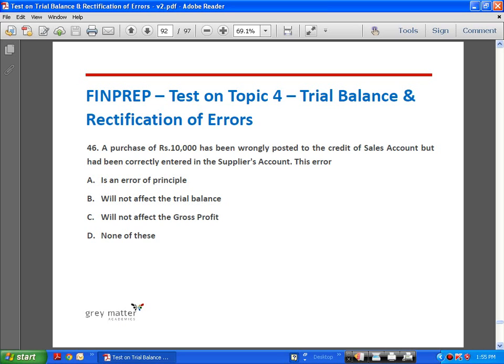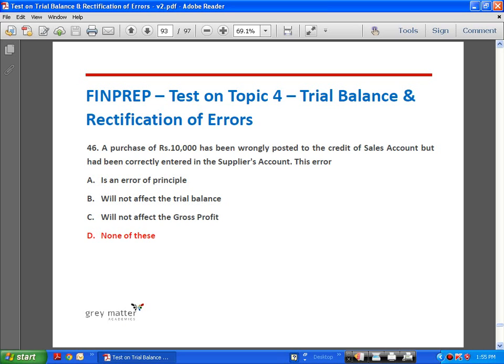Question number 46. A purchase of rupees 10,000 has been wrongly posted to the credit of sales account but has been correctly entered in the supplier's account. Okay, so this is not an error of principle. Will not affect the trial balance is wrong because this will affect the trial balance. A purchase of 10,000 has been wrongly posted to the credit of the sales account but has been entered correctly in the supplier's account.